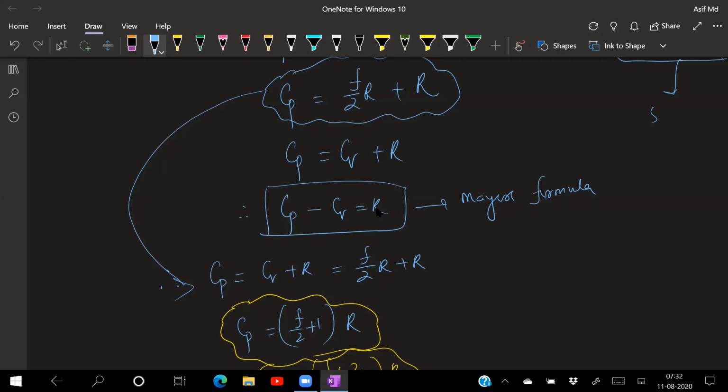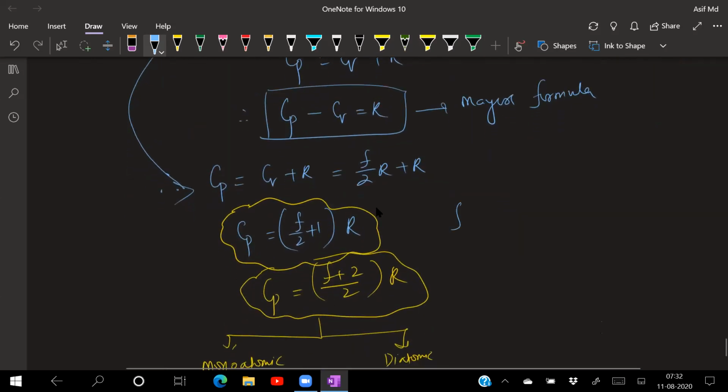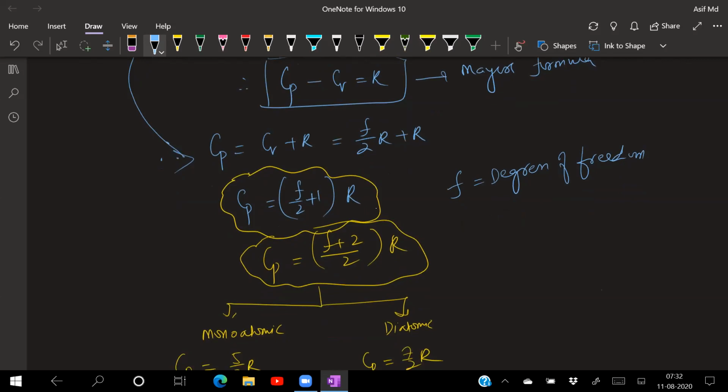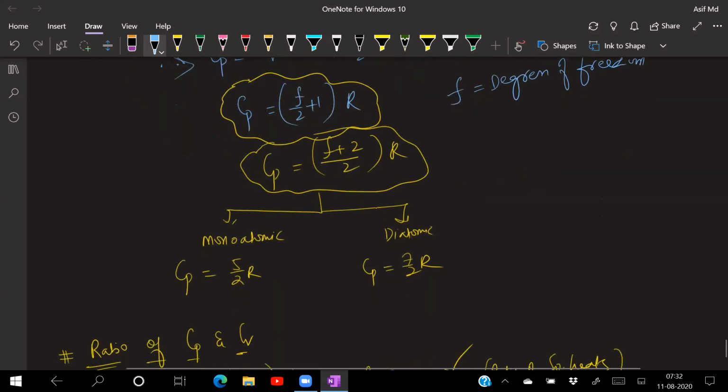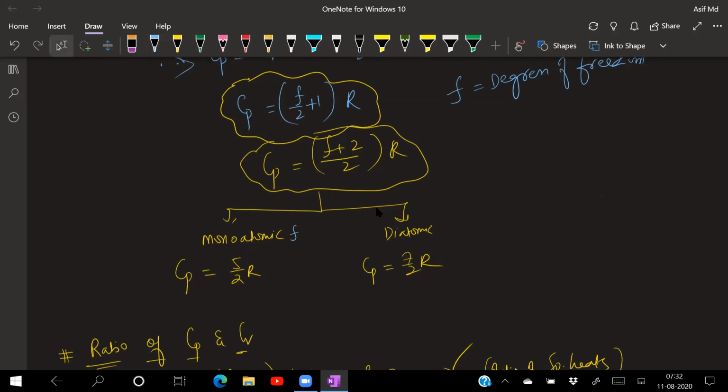So Cp, how much am I getting? (F by 2 plus 1) into R. F is your degrees of freedom. If I simplify it further, we get Cp is equal to (F plus 2) divided by 2, into R. For monatomic gas, the number of degrees of freedom, F, is equal to how much?